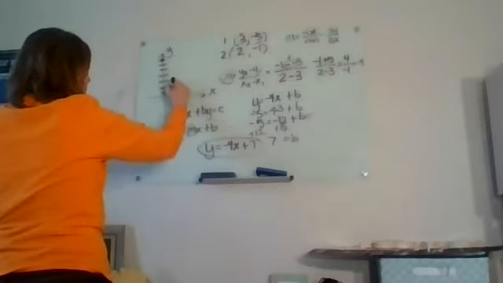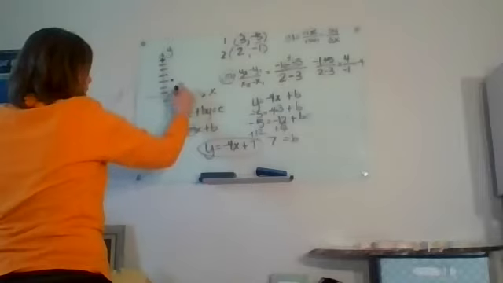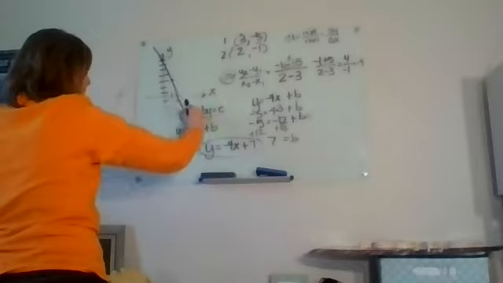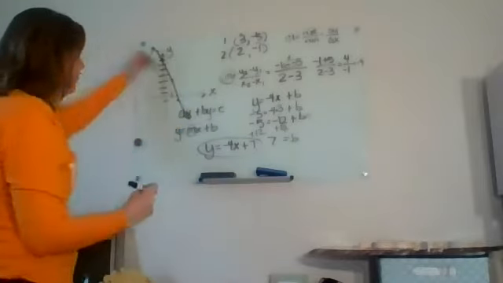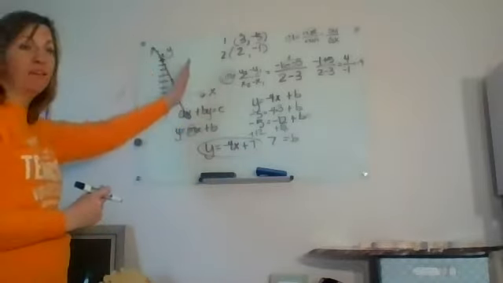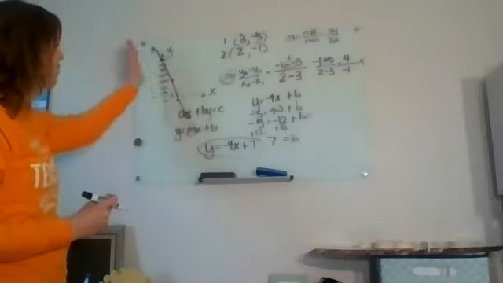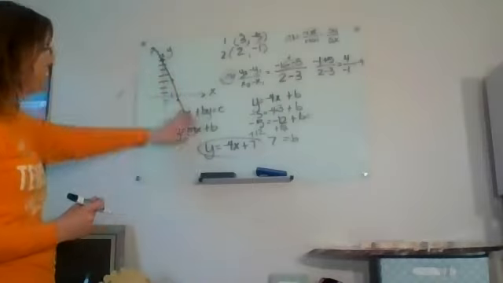Down 1, 2, 3, 4 over 1. So this is what the graph of this line looks like. It's falling. We read a slope from left to right, so it's falling, right? Just like a word, I read it from left to right, it's falling. So this is my equation.